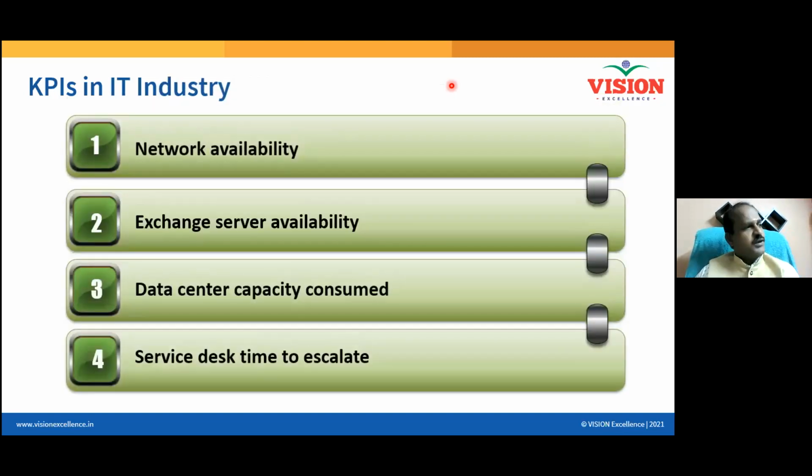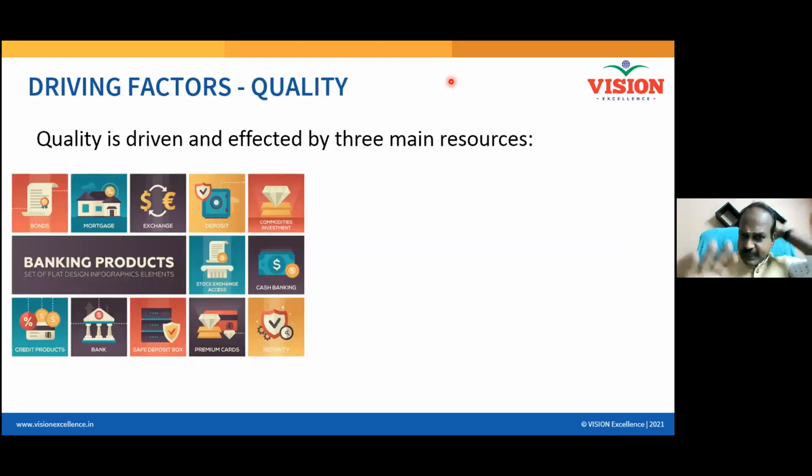Similarly, in IT industries, you can think of metrics like network availability, whether a network is available with respect to the demand in a particular area, or what the gap is, and exchange server availability, data center capacity consumption, and service desk time to escalate. How much time do you take to escalate a service request to the next level? Do you want the escalation time to be longer or shorter? Shorter. You want to solve the problem quickly, so the escalation has to happen at the earliest. So this is how you can measure performance using certain numbers. Do you get an idea how numbers are helping you?